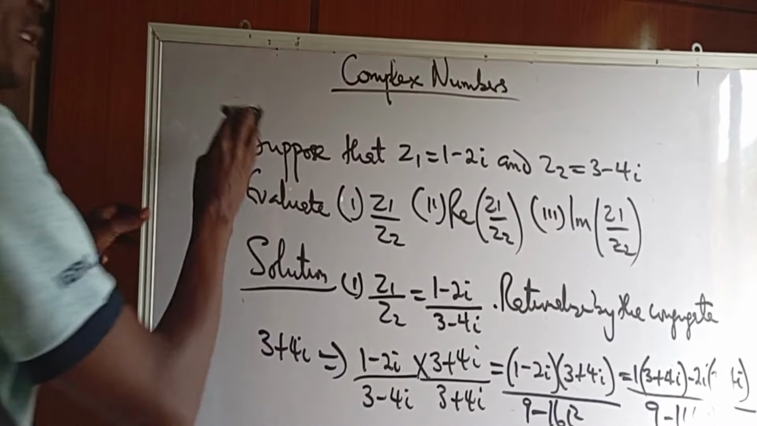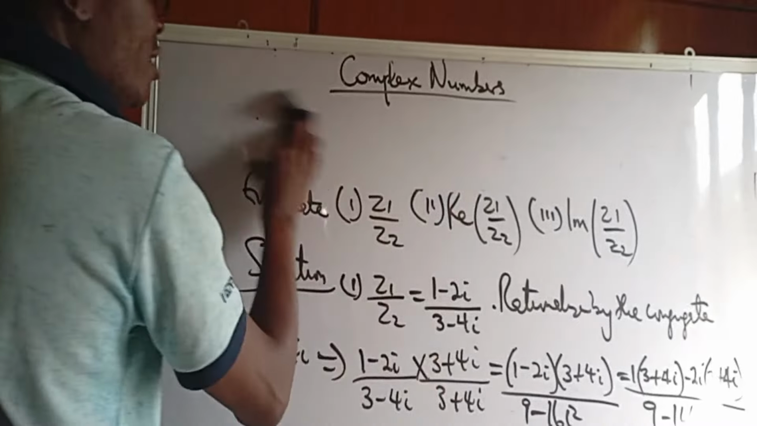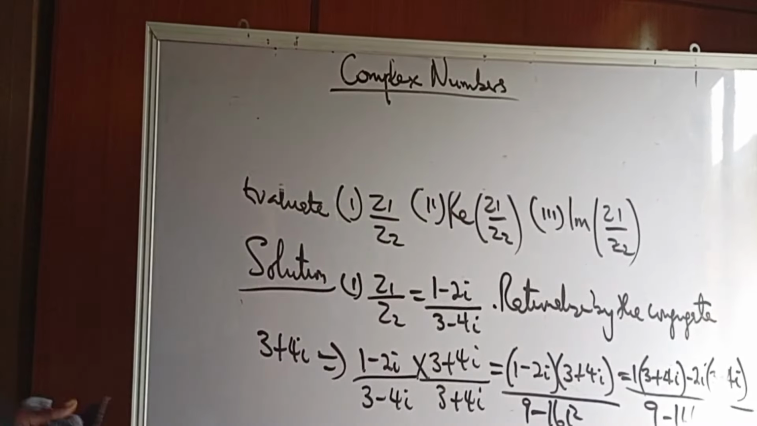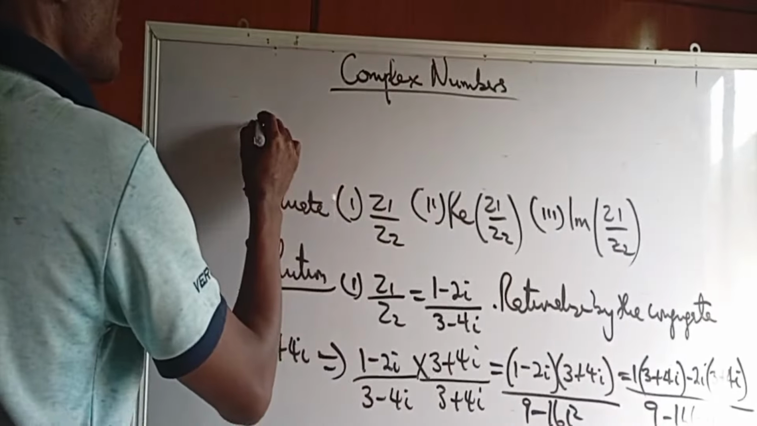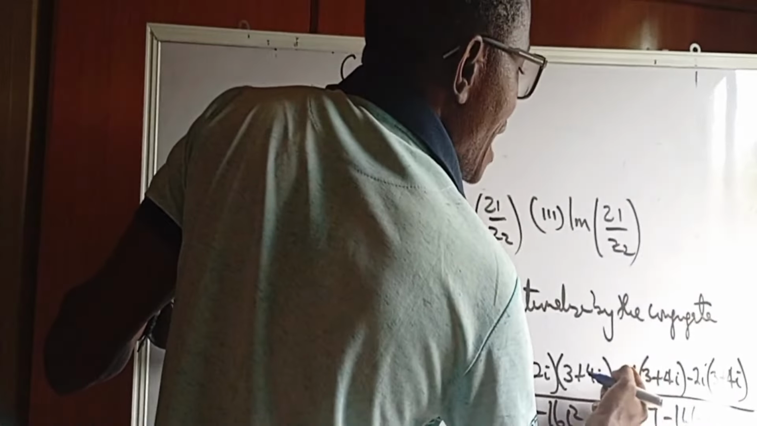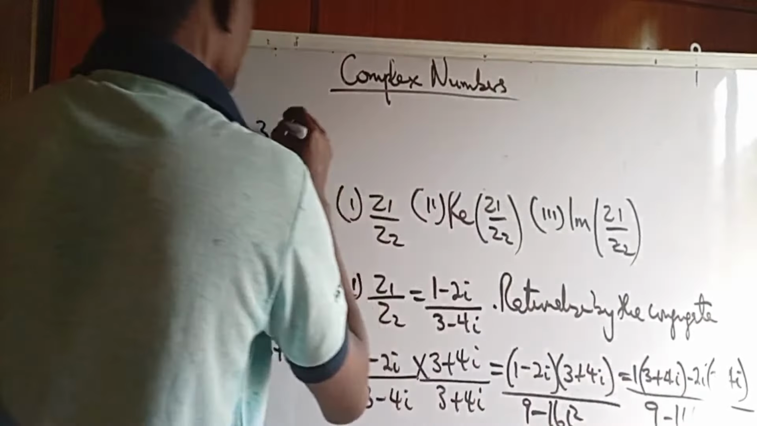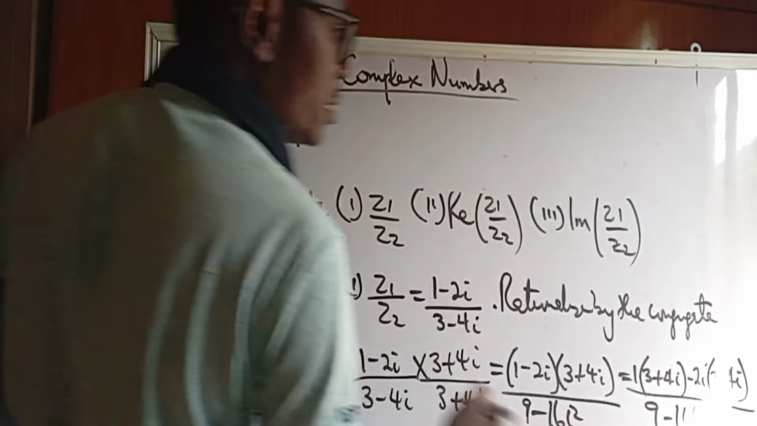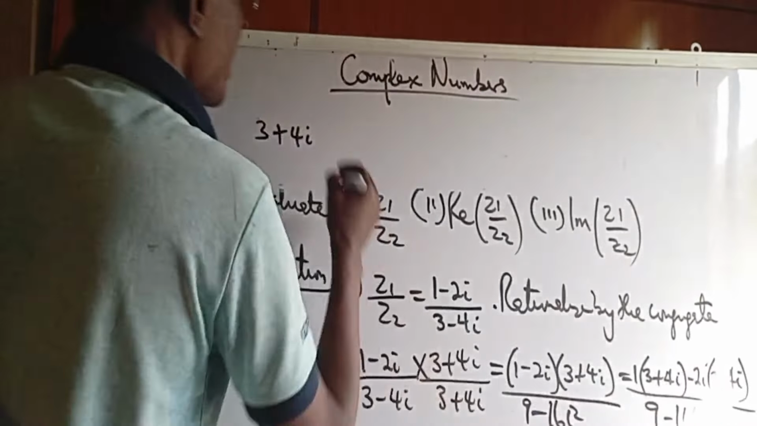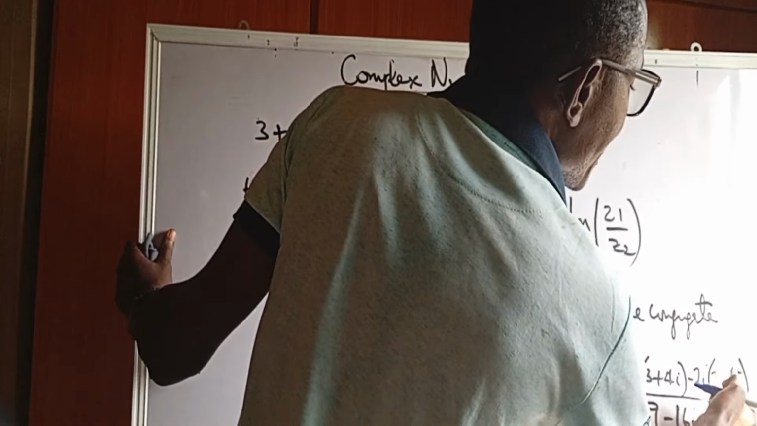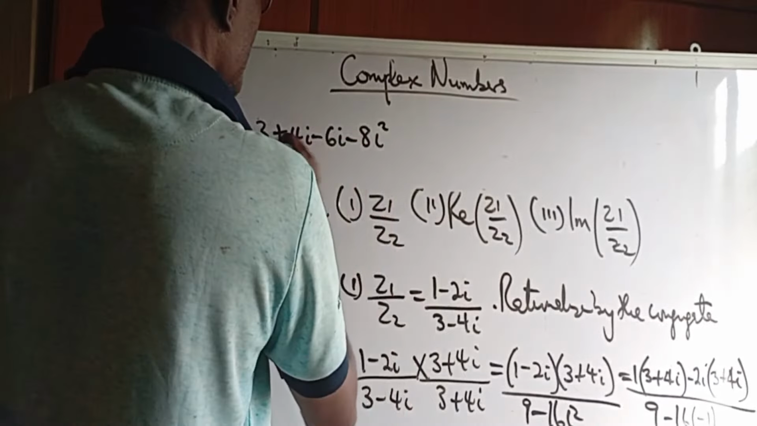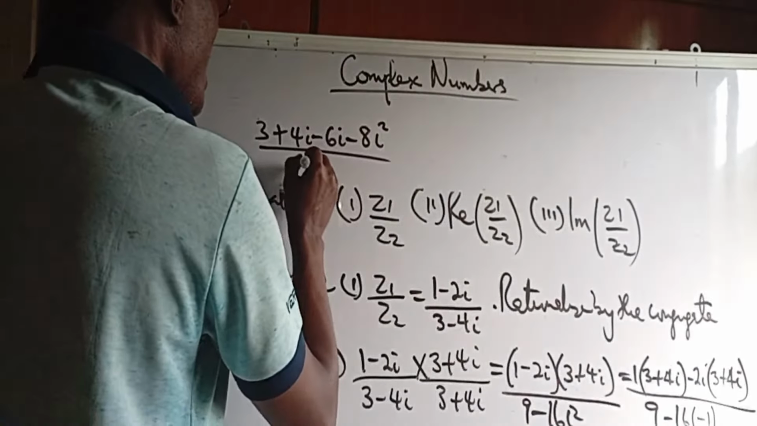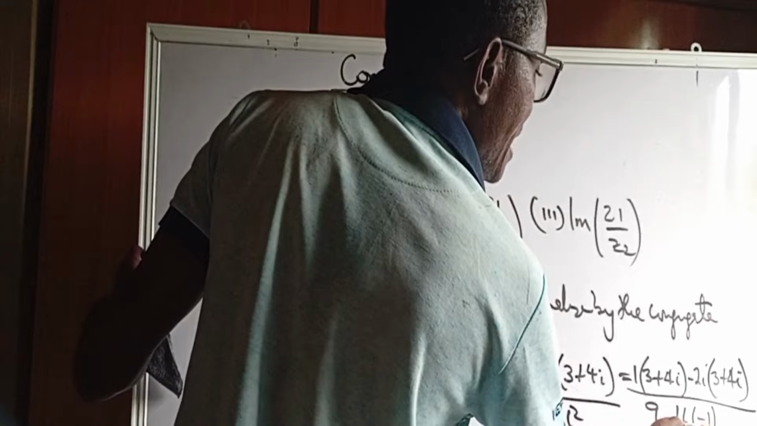We just expand the numerator and deal with the denominator. Now let's expand. 1 times 3 is what? 3 plus 1 times plus 4i, plus 4i, good. Minus 2i times 3, minus 6i, beautiful. Minus 2i times plus 4i, minus 8i squared, good. Everything all over what? 9 minus 16 times minus 1.